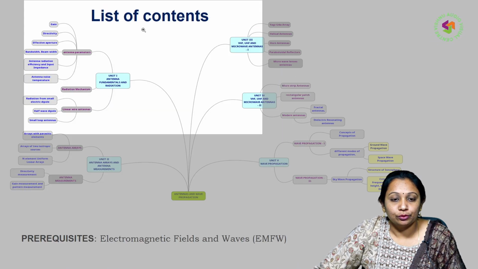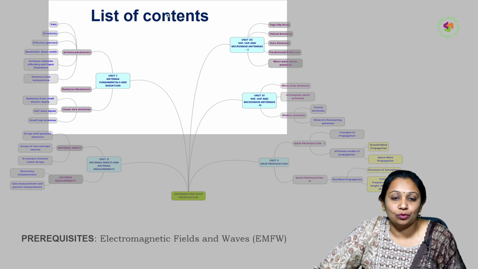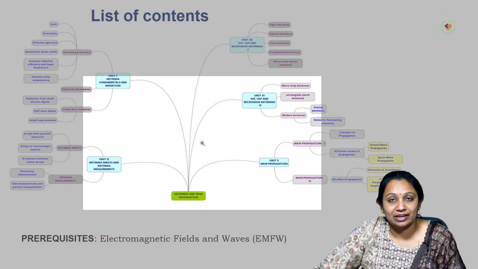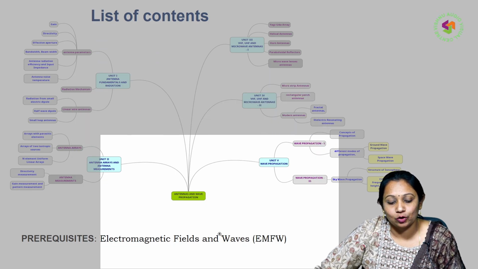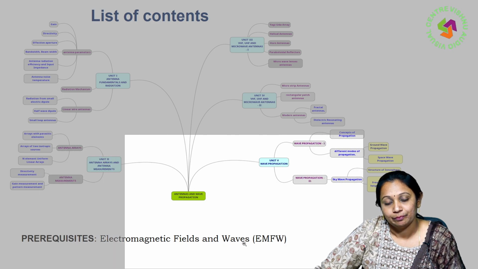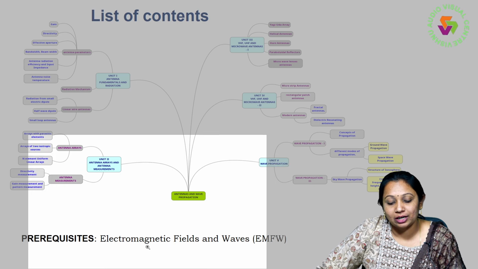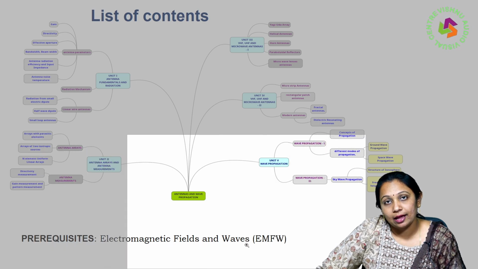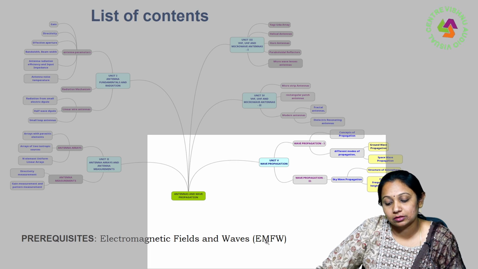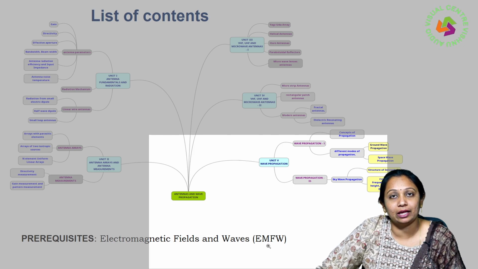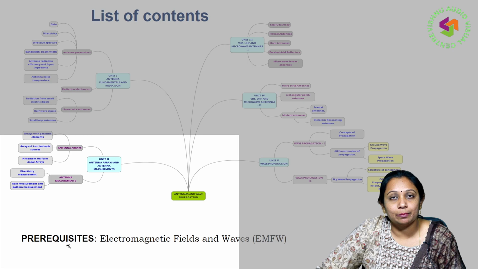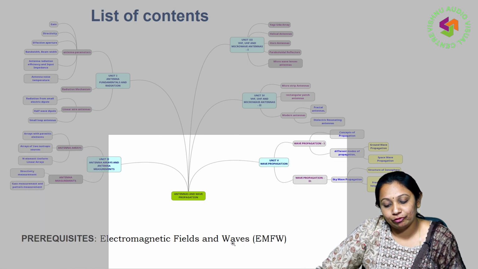To understand this course, the student should have basic knowledge of electromagnetic fields and waves. Along with that, they should have basic knowledge of integration and differentiation, and then this course will be easy to understand and analyze. When dealing with the field analysis part, they should know basic integration as well as differentiation equations. So the prerequisite for this subject is electromagnetic fields and waves.